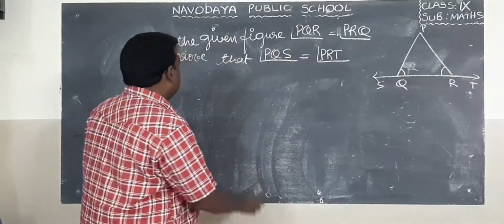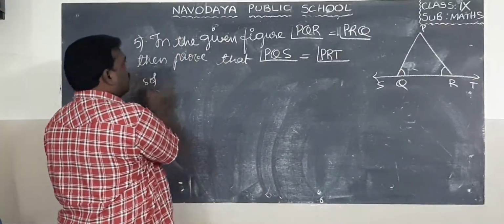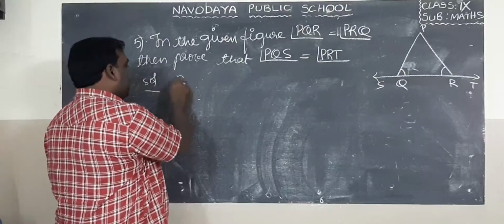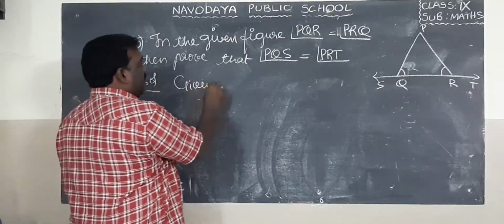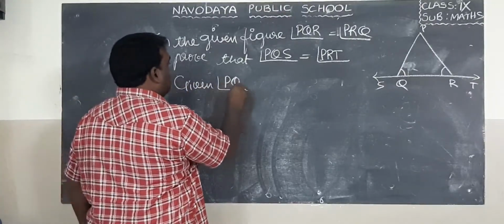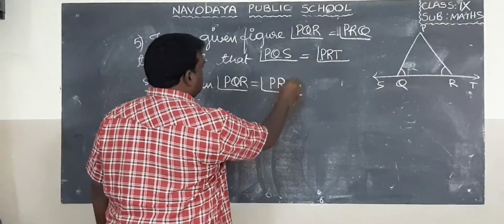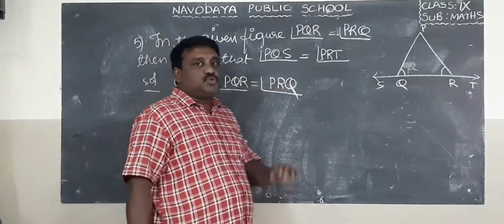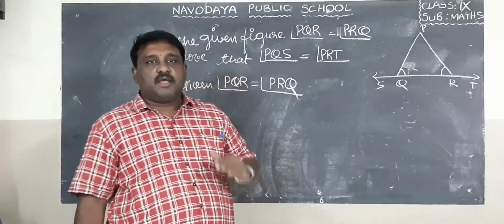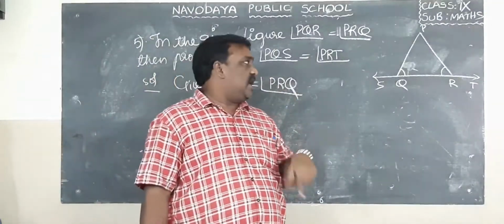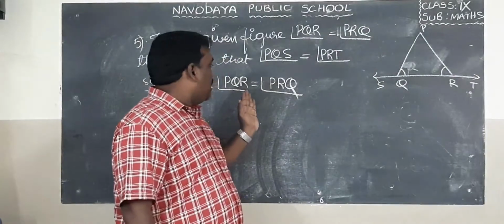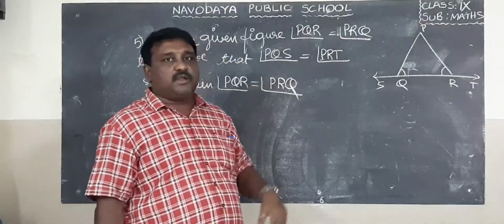So what is given? Okay now, what is given? Given angle PQR equal to angle PRQ. This is the first point given. Two angles are equal and they are marked in the diagram. Angle PQR equal to angle PRQ.